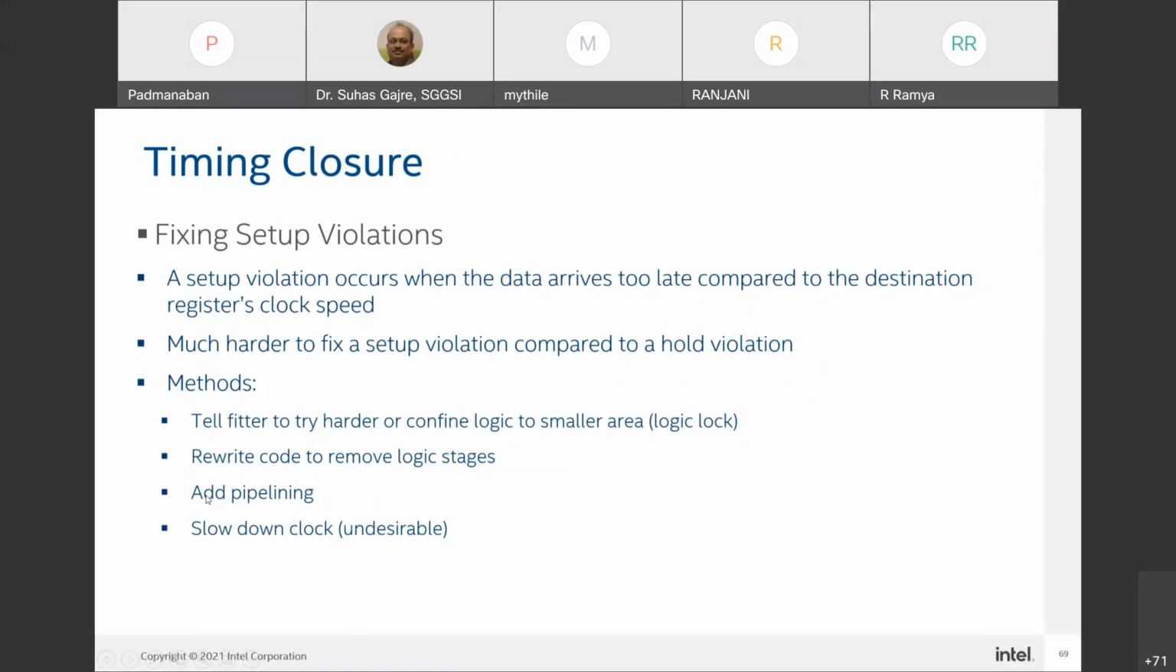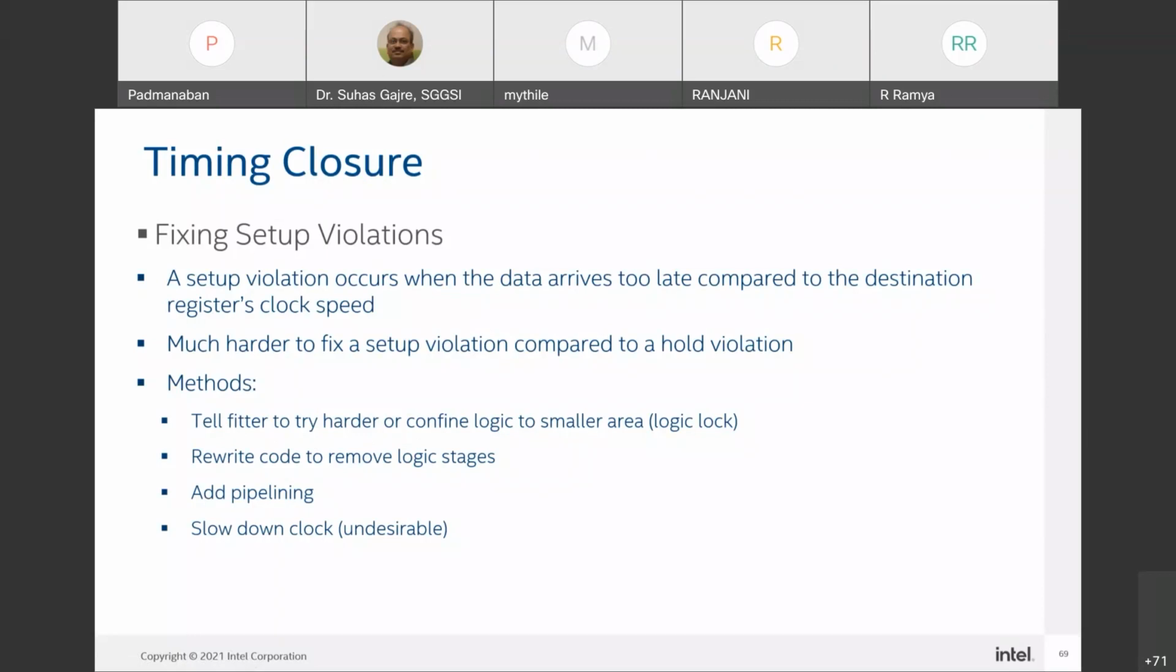Okay, so now what we need to do, what are the steps available? Tell the fitter to try harder. That means you can tell the fitter, that is the placement and routing tool, to apply some optimization techniques. That is one. Second thing is rewrite the code to remove the logic stages. Instead of applying that, we can rewrite the code. Third one is adding pipeline. That means we can insert registers into the data path. Fourth one is called slow down the clock.